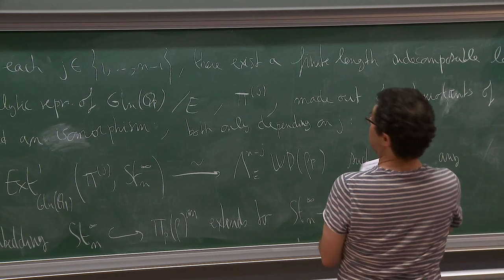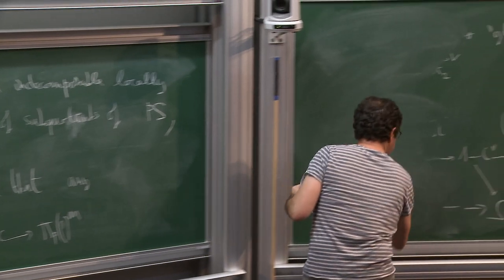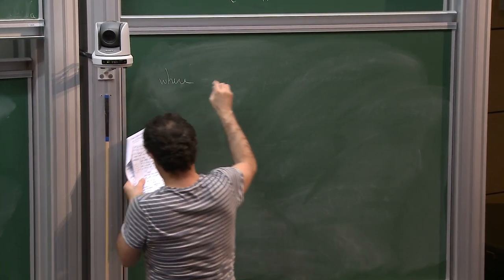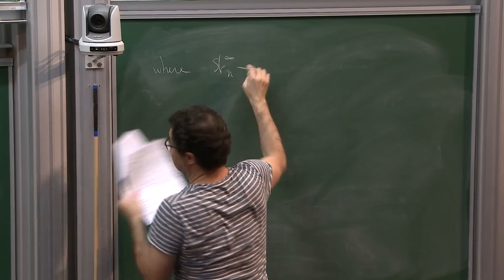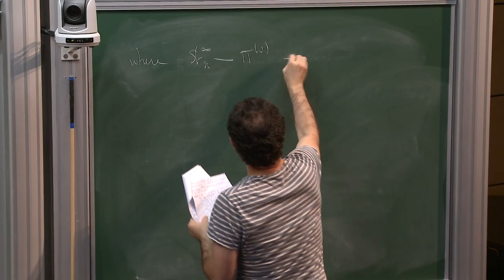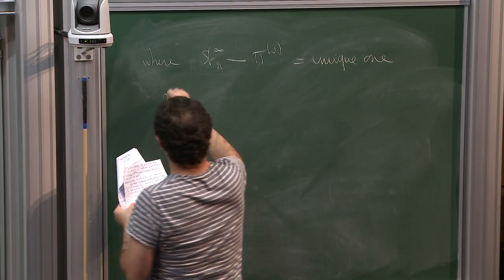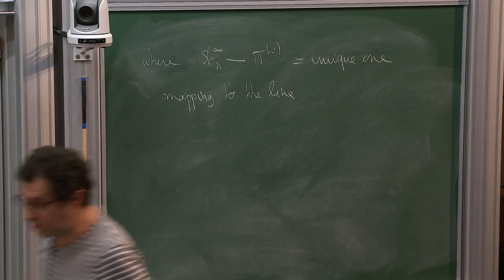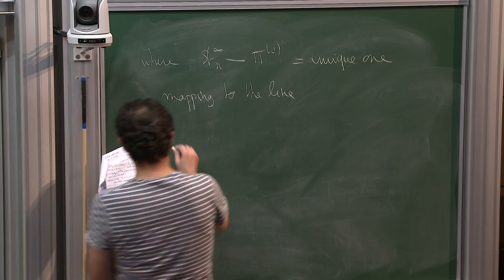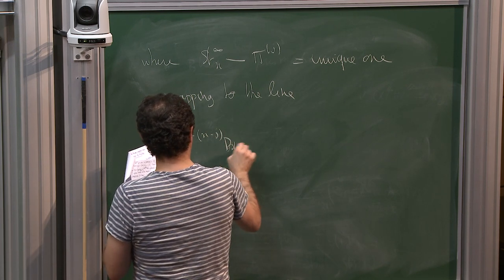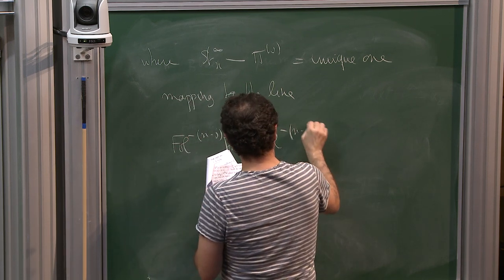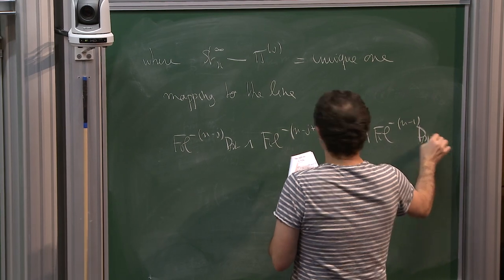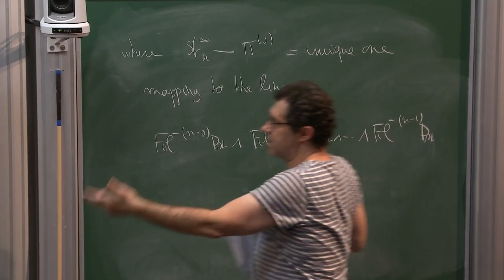Where this extension here, which sort of extends the Steinberg, is the unique one mapping to the line. So it depends on the Hodge filtration. That's the point. Fil^(n-j) dR, which contains Fil^(n-j+1) dR, and so on until we get the last step, Fil^(n-1) dR. Okay, so we have an unsplit extension, so it gives you a line in the Ext^1.